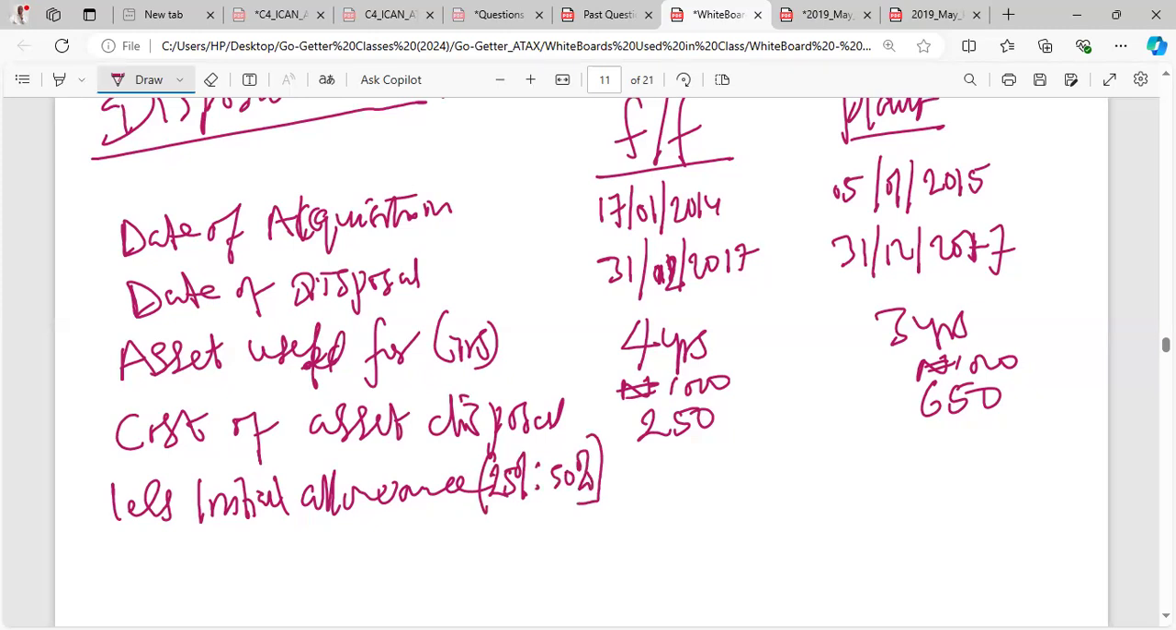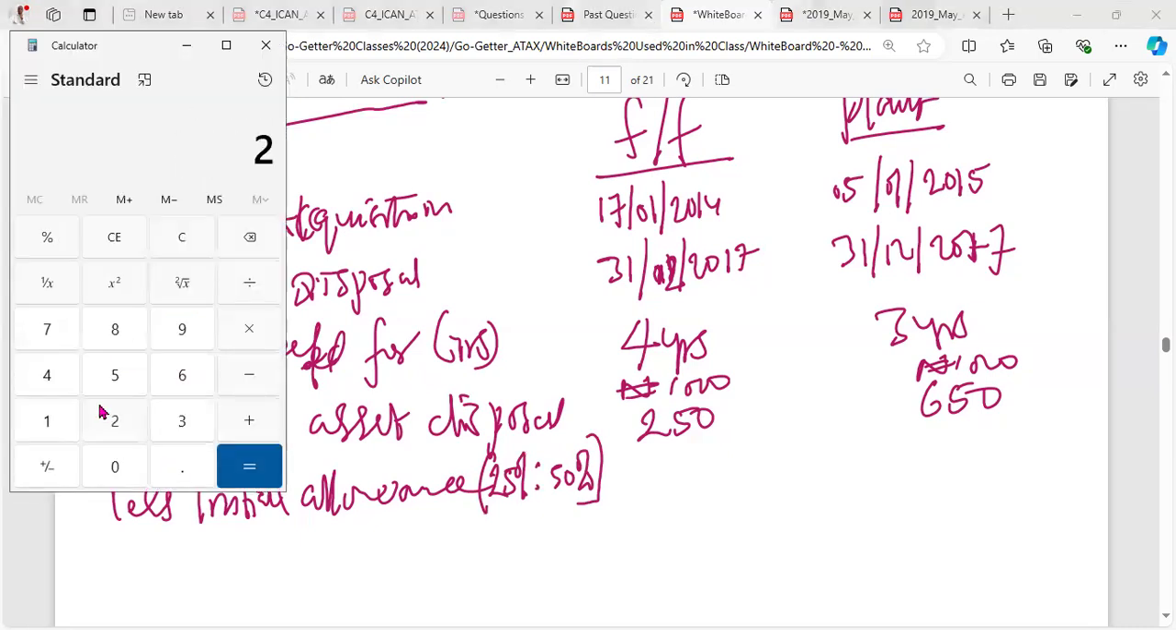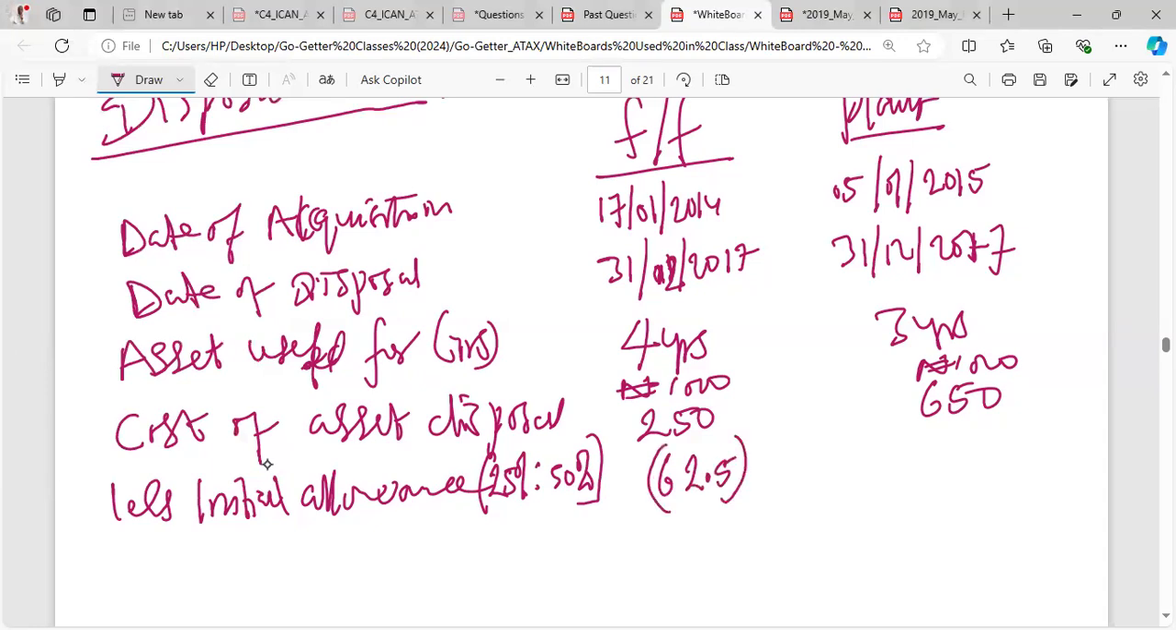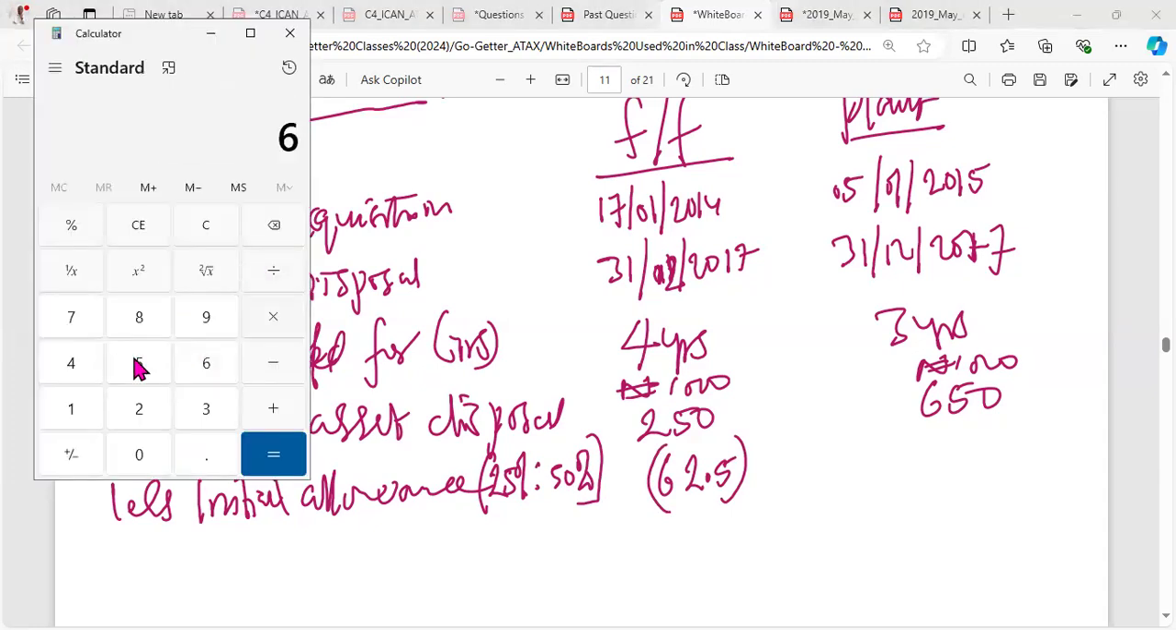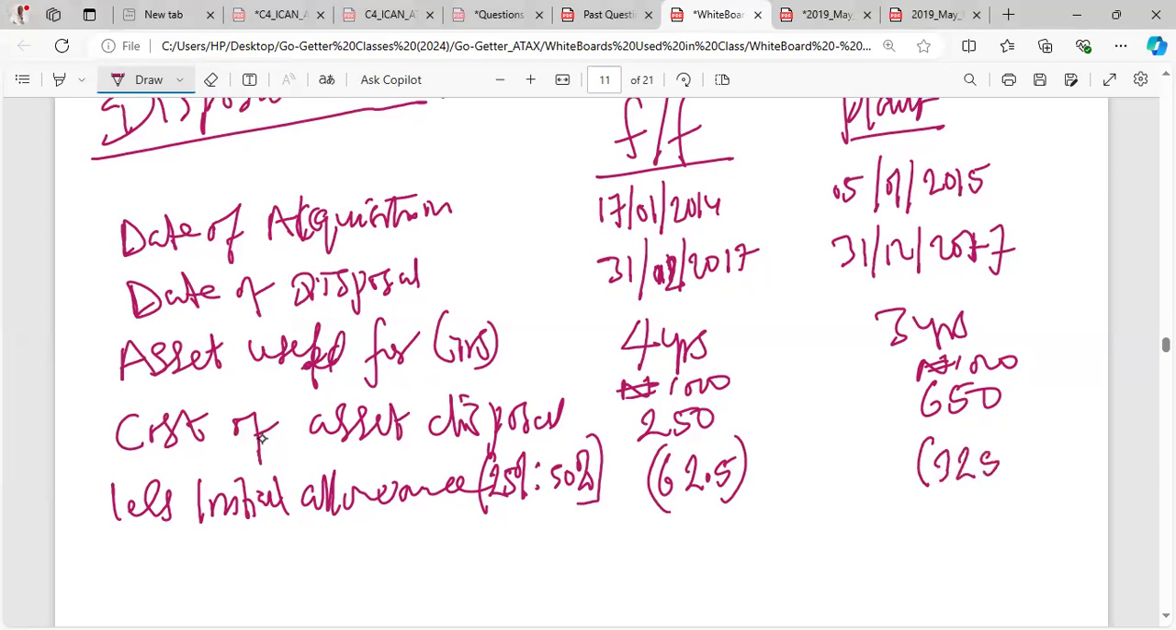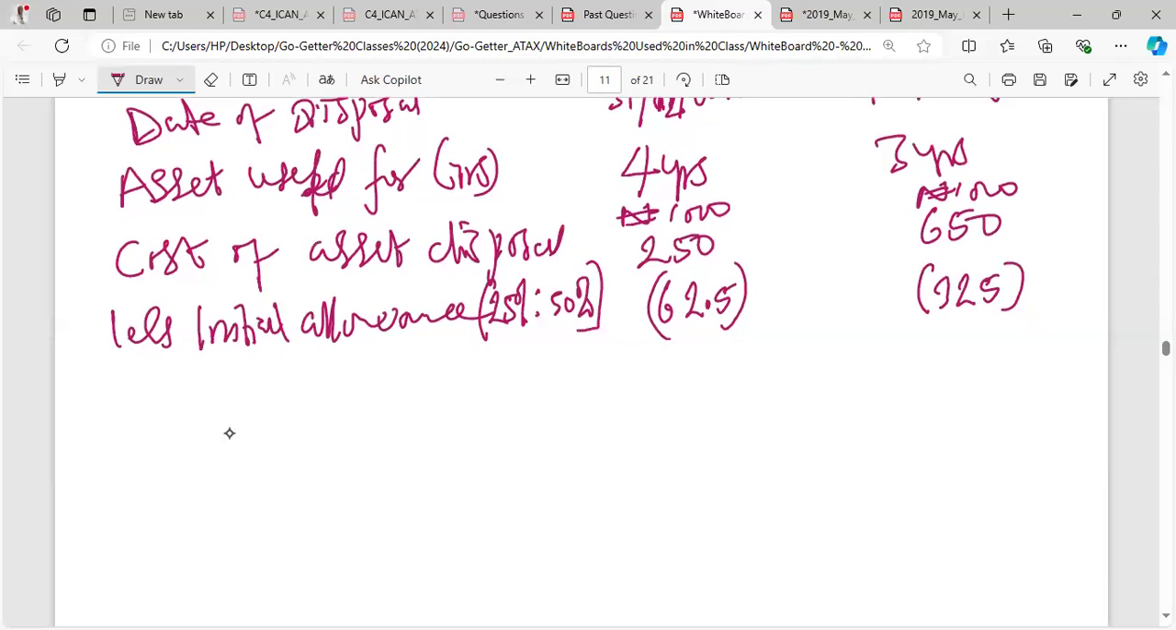So we bring up our calculator again. 250 multiplied by 25% will give you 62.5. 62.5 will be the initial allowance for here. And this will be 650 times 0.5, 325. That's the initial allowance. Then annual allowance before disposal.